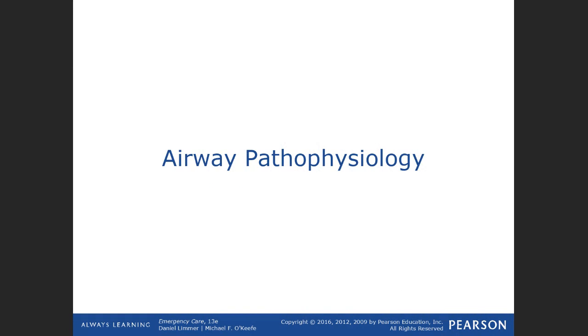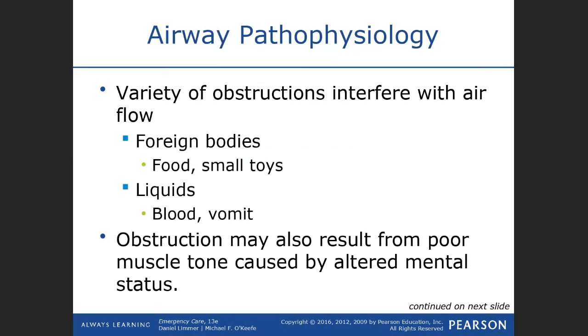So the airway pathophysiology. A variety of obstructions interfere with airflow. It can be foreign bodies, food, small toys that will be more common in your pediatric population. Liquids, blood, vomit. Obstruction may also result from poor muscle tone caused by altered mental status. So if there is a decrease in brain function, it will affect the patient's ability to keep their upper airway patent and also ventilate adequately.